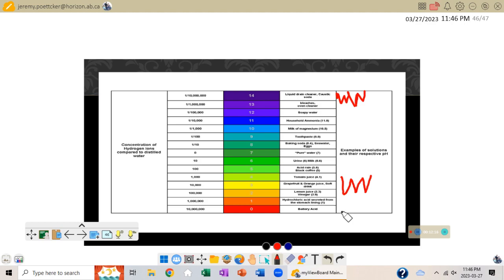And by the time we get down to this end of things here, once again, definitely problematic if we spill these on our skin. Anyways, more on acids in class tomorrow.